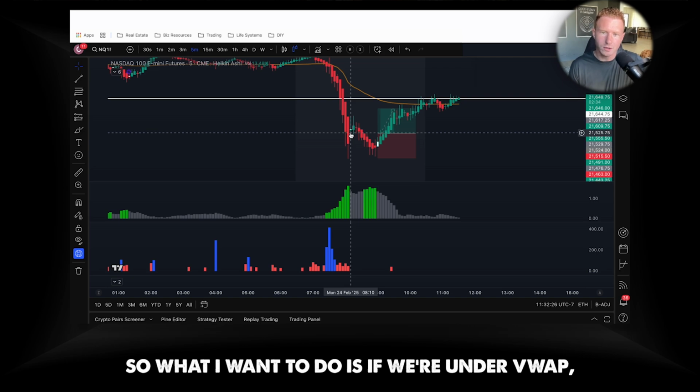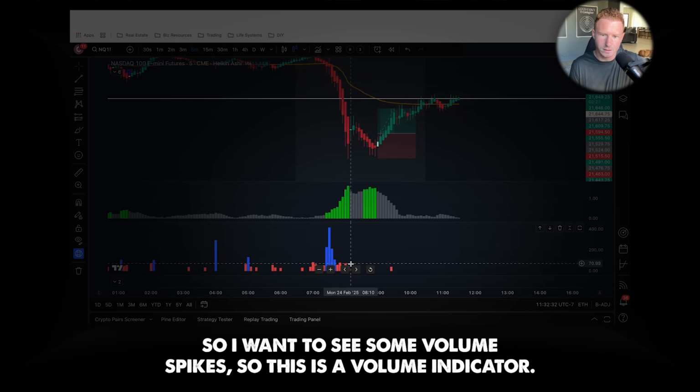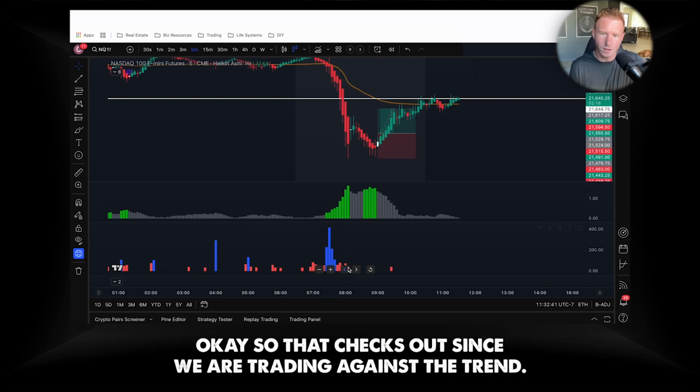So what I want to do is, if we're under VWAP, I want to make sure there's high volume down here, right? So I want to see some volume spikes. This is a volume indicator, and as you can see, there are volume spikes at the lows. You see these red bars down here? That means there's an increase in volume. Okay, so that checks out since we are trading against the trend.